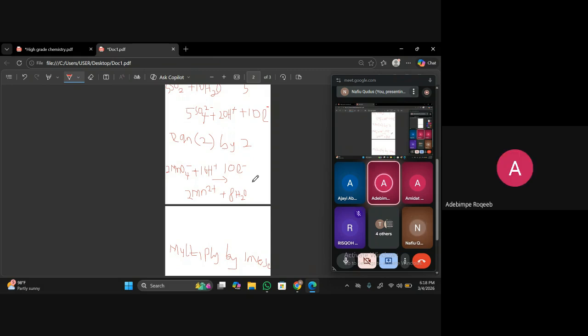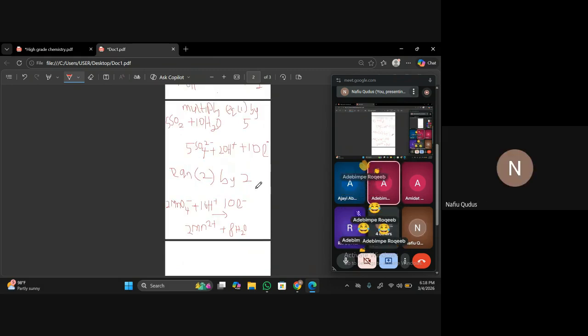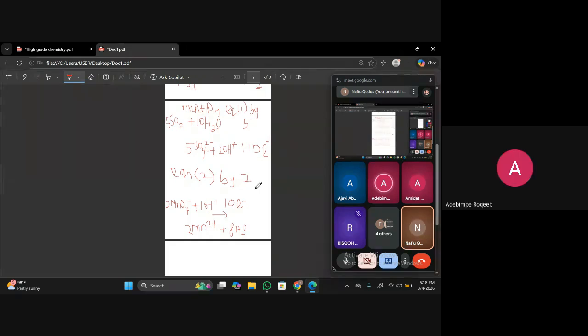Are we together? Yes, sir. So the next step is that all reactants in both equations should be added together, while the products in the same equation should be added together. Are we following? Yes, sir.